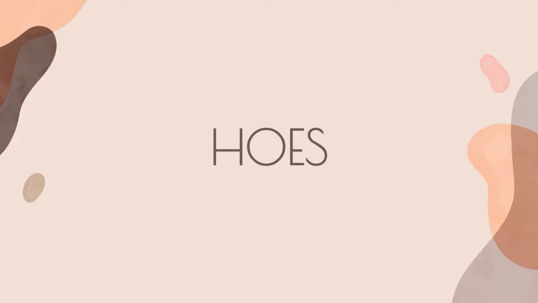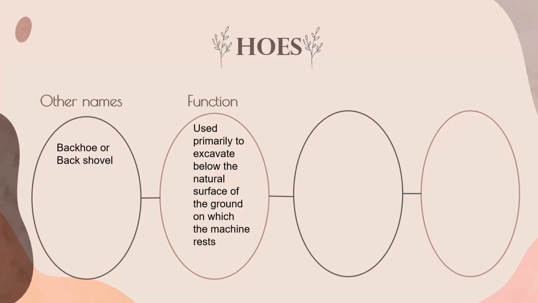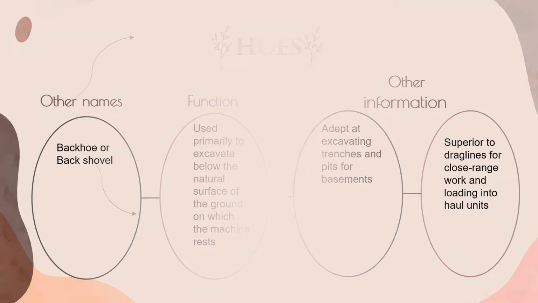Now we move to hoe. The other names of hoe are backhoe or back shovel. The function of the hoe is to excavate primarily below the natural surface of the ground on which the machine rests. The other information about the hoe that we must know: firstly, the hoe is superior to shovels for close range work and loading into haul units. Secondly, the hoe is adept at excavating trenches and pits for basements.